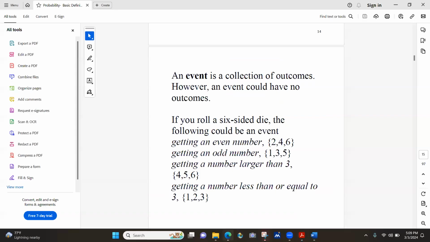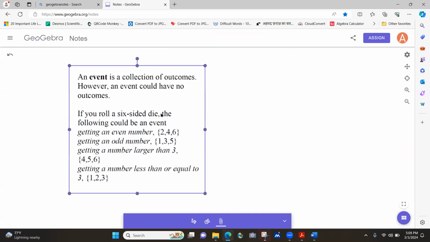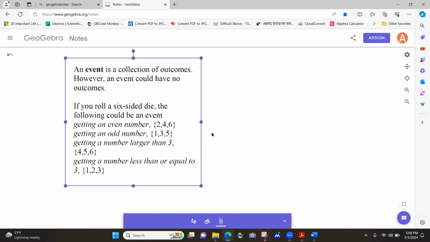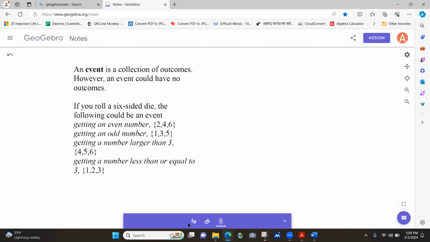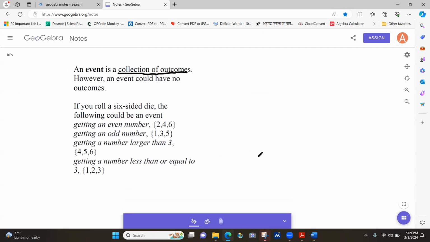These are just terms that we will use when we solve problems in this chapter, in the probability section. So what's an event? Event is a collection of outcomes. However, an event could have no outcome. So when you're rolling a die, the set of even numbers getting 2, 4, 6 is called an event. The set of odd numbers getting 1, 3, or 5 is called an event.